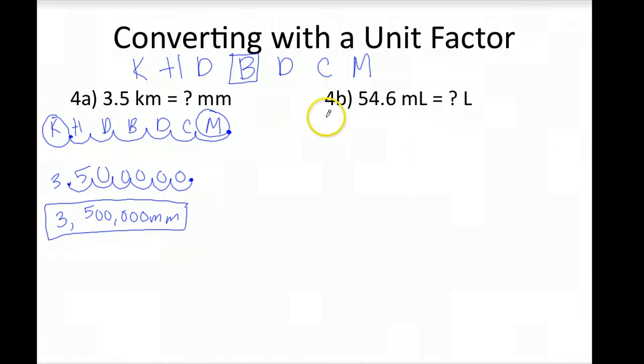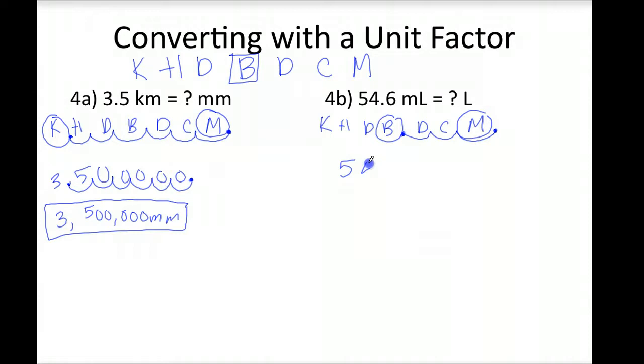Now I'm going to use the same conversion scale. King Henry died by drinking chocolate milk. This time I'm going from milliliters to liters, which is the base. And this time I'm moving my decimal to the left 1, 2, 3 times.